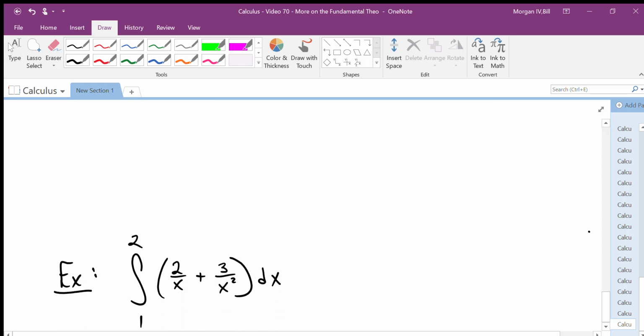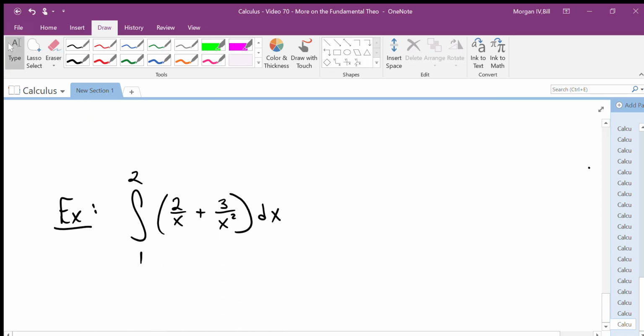Let's do one more example here. How about the definite integral from 1 to 2 of 2 over x plus 3 over x squared dx. Pause the video, see if you can find the answer here, which will be the area under the curve of that function on the interval from 1 to 2.